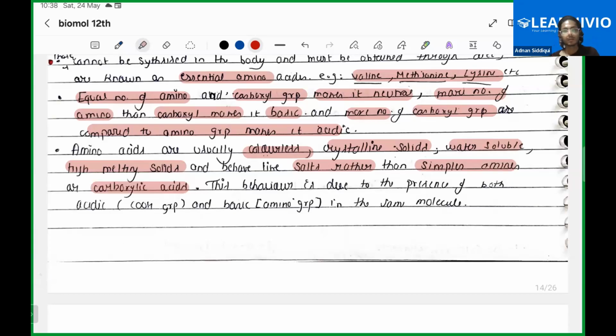If we have a simple amine like this one, or a simple carboxylic acid, they will behave differently than these individual entities.